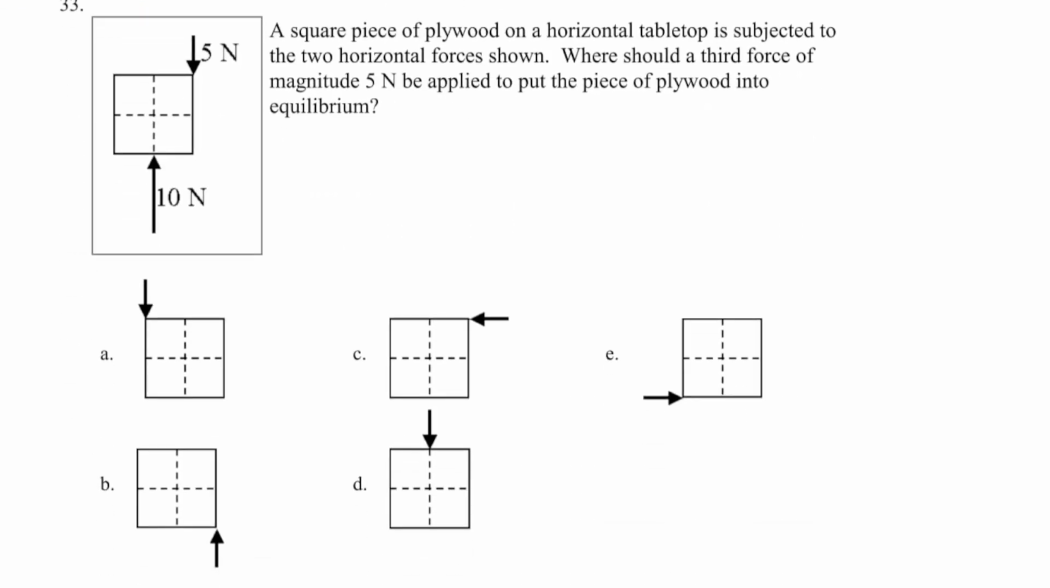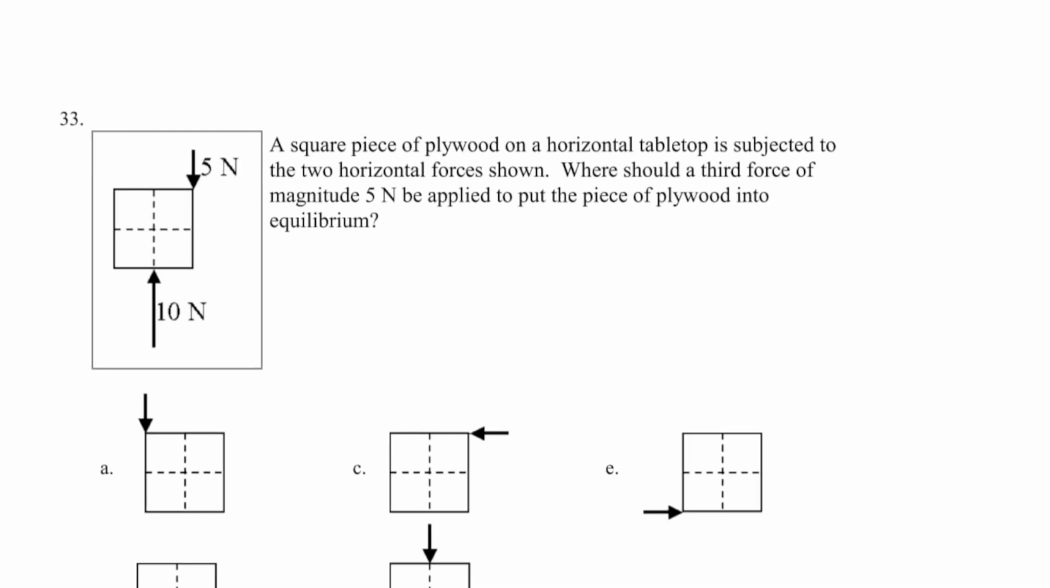A square piece of plywood on a horizontal tabletop is subjected to two horizontal forces. Where should a third force of magnitude 5 newtons be applied to put the piece of plywood into equilibrium? So, notice that this just means that the sum of the forces is equal to 0. So that's why it had to be 5. And also, we know that the sum of the torques needs to equal 0.